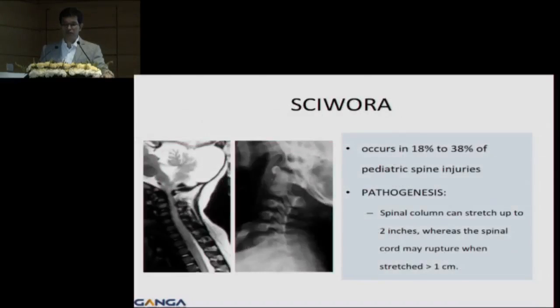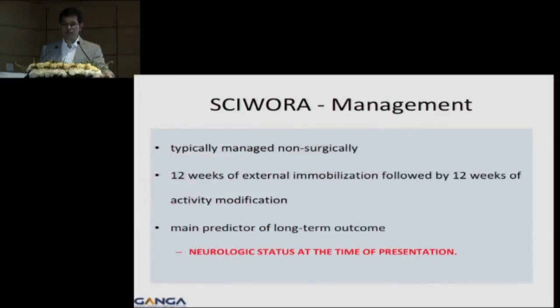So that brings us to SCIWORA, spinal cord injury without obvious radiological abnormality. In children less than 8 years, it can happen in up to 20 to 40%. The premise here is that the vertebral column can stretch up to 2 inches, whereas the spinal cord will get ruptured if it is stretched more than 1 centimeter. Management of these SCIWORA is typically non-surgical, and the main predictor of outcome is the neurological status at the time of presentation.